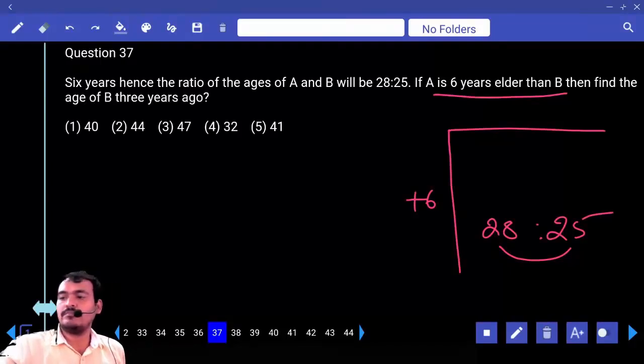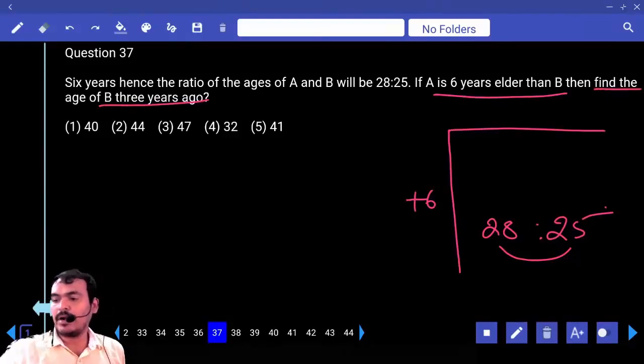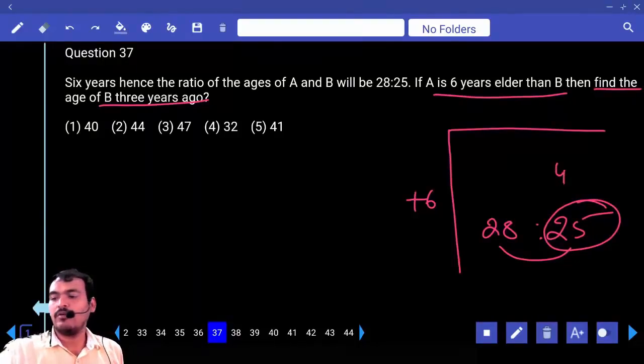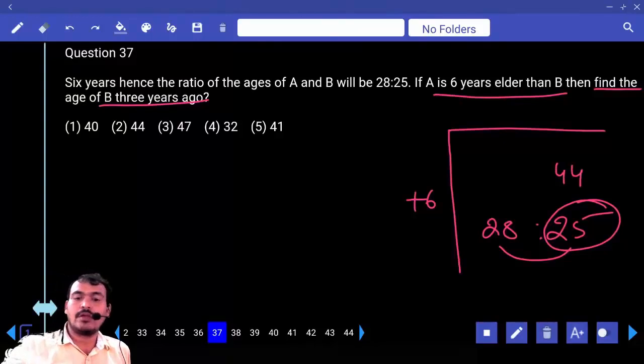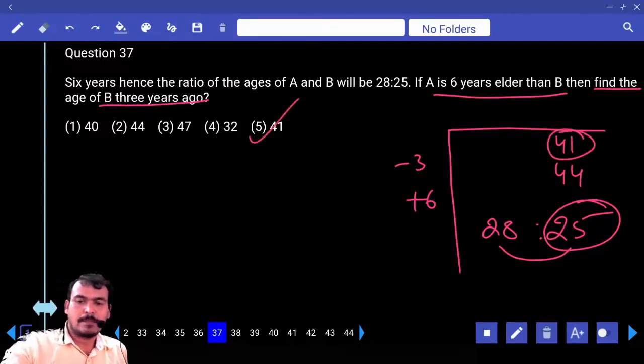We require B's age 3 years back. 1 part is 2 years, so 25 parts is 50. That is after 6 years, so the present value is 44. But we require 3 years back, so 44 minus 3 is 41.